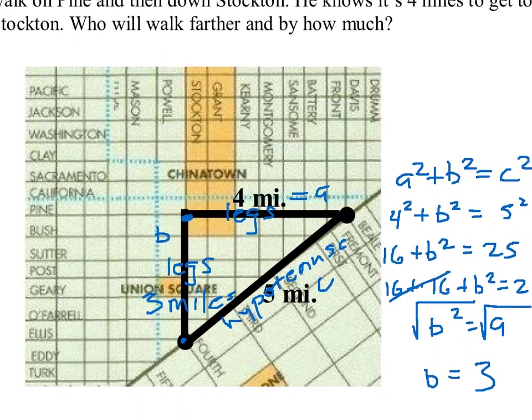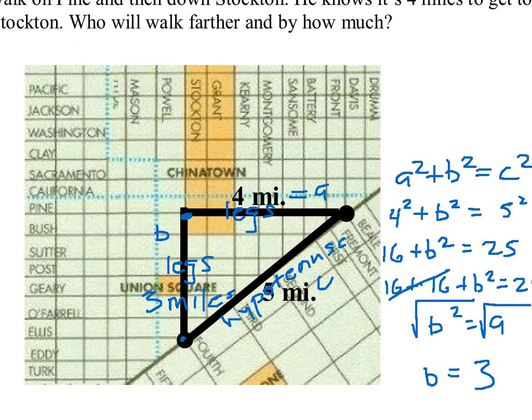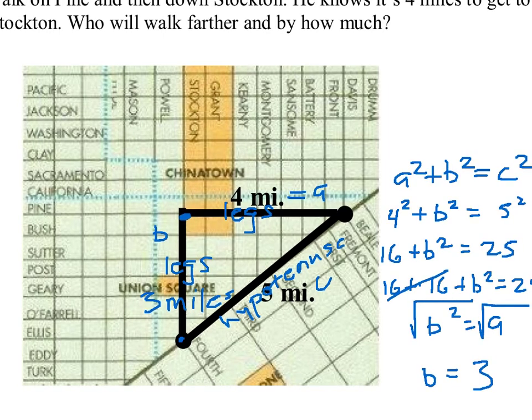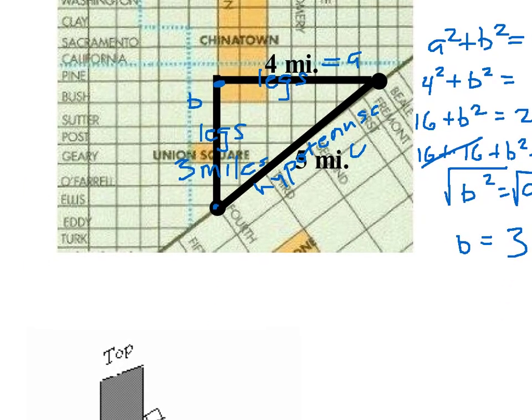And it tells us that one person walks the hypotenuse and one person walks the grid system. So who walks farther, the grid or the hypotenuse? The hypotenuse is the longest side, but if you walk the grid, you walk 3 miles up and then 4 miles over. So you walk a total of 3 plus 4 is 7 miles. So is it better to walk the grid or is it better to walk the hypotenuse? Hypotenuse. That will be true no matter what.